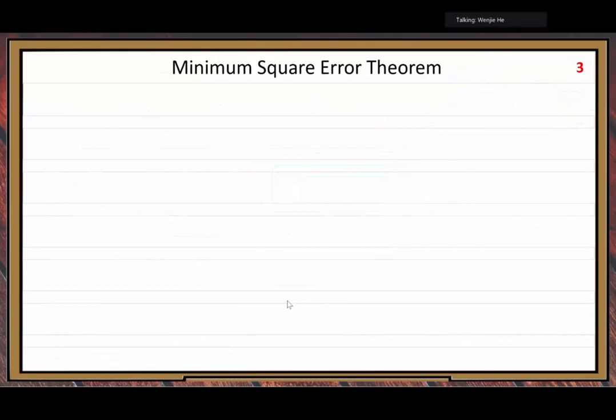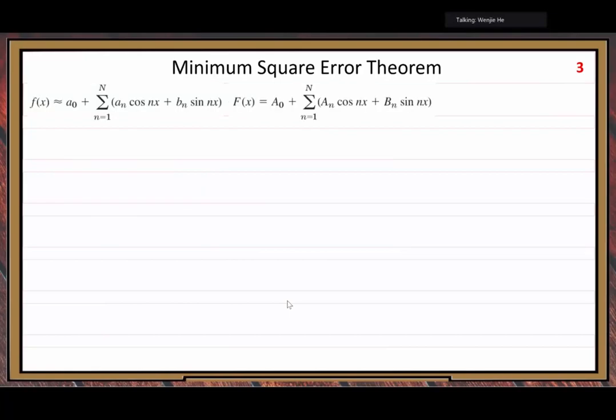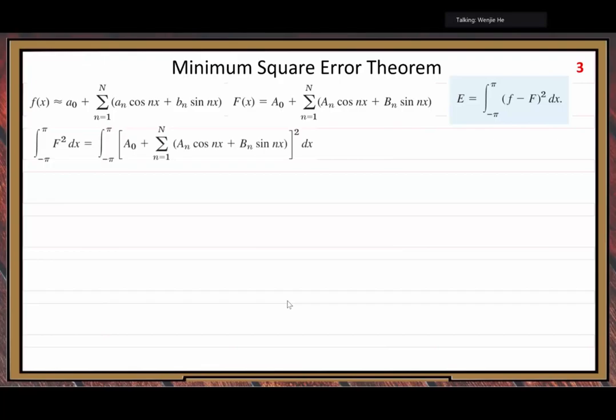Now, the minimum square error theorem, the final result. Let me show you the final result. So the approximation: we have the partial sum of the Fourier series, then the general trigonometric function of degree n. Then we calculate that capital E. There are 3 integrals. Let's calculate one by one.